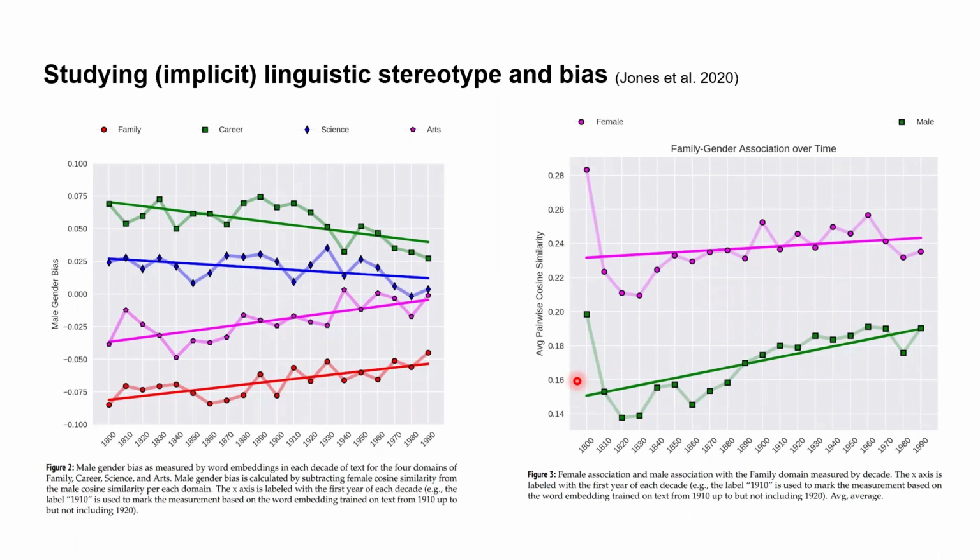So here, this shows you the family gender association over time. This is the average pairwise conditional. This is the female family gender association. This shows you the female family association, and this shows you the male family association. So the female family association is here, well above the male family association. It discloses, it's very descriptive.